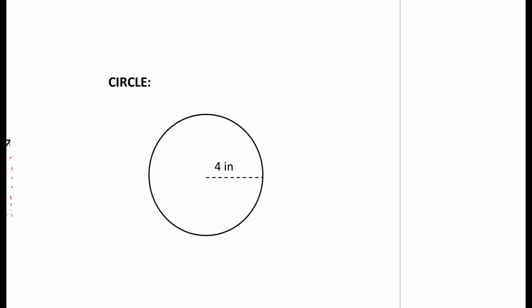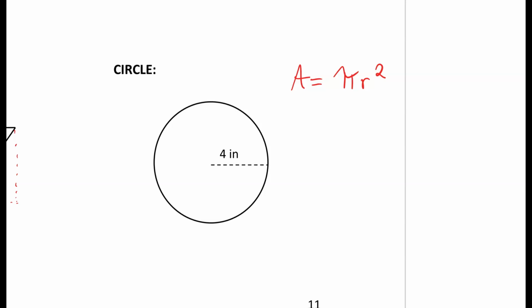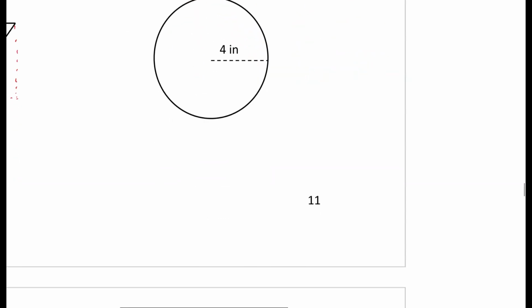For the circle, calculating our area equals pi r squared. Now, when we're looking at this, our circle with just the middle to the outside is our radius. If we were doing all the way across, this would be our diameter. So we always want to use our radius. If we're given our diameter, we're half of that. So you would take your diameter, divide it by 2 to find out your radius.